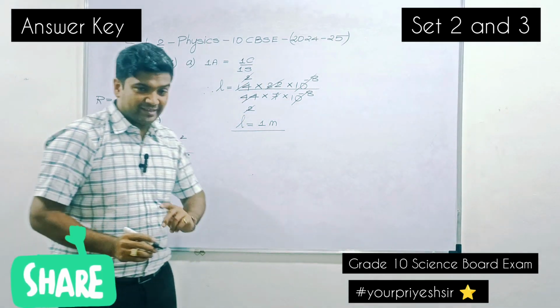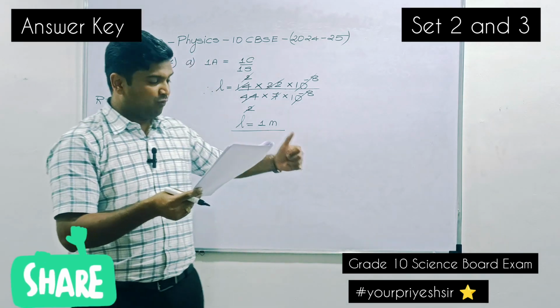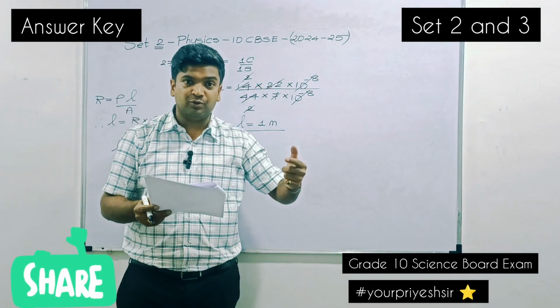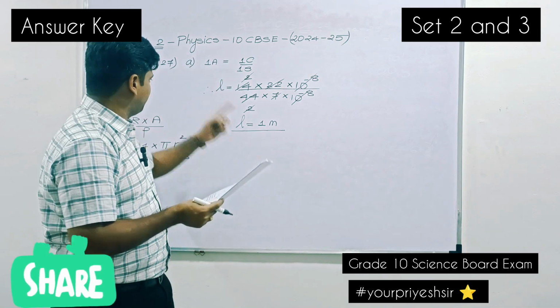अच्छा, इसके लिए they have kept the weightage 3 marks. मतलब 1 ampere के लिए they might give you 1 mark and remaining 2 marks for this much.